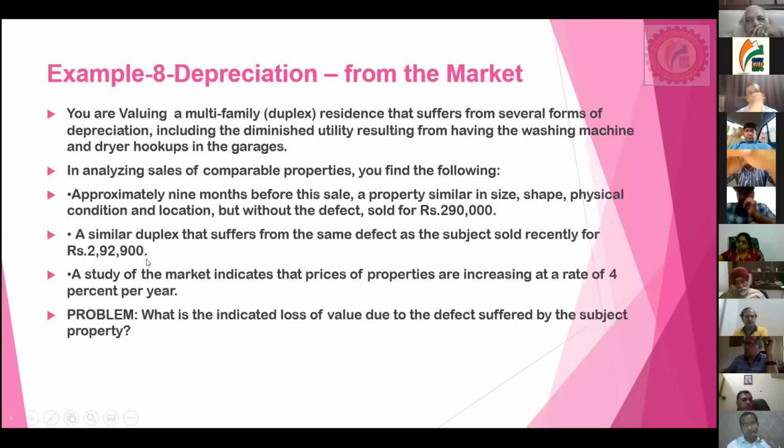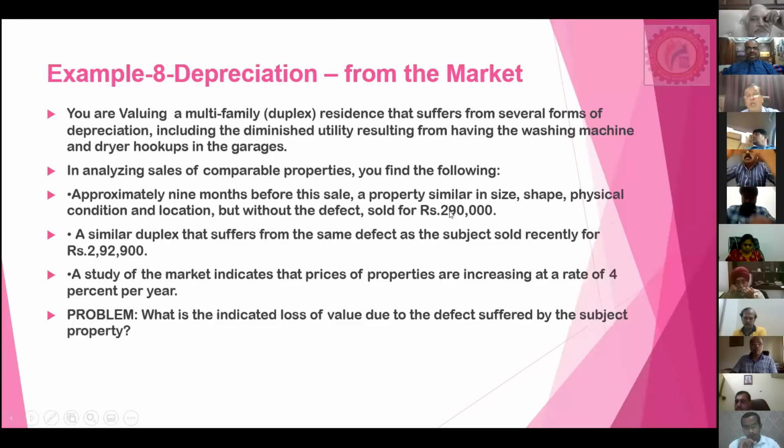Now one more example. Here, approximately 9 months before this sale, a property similar in size, shape, physical condition and location, but without a defect.